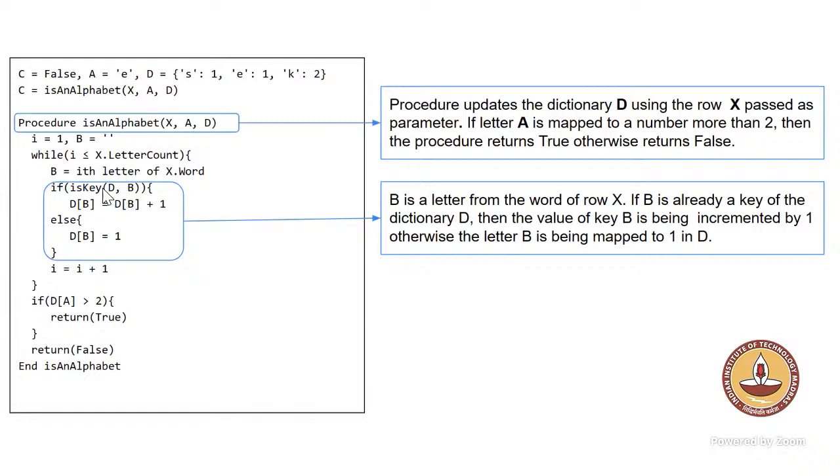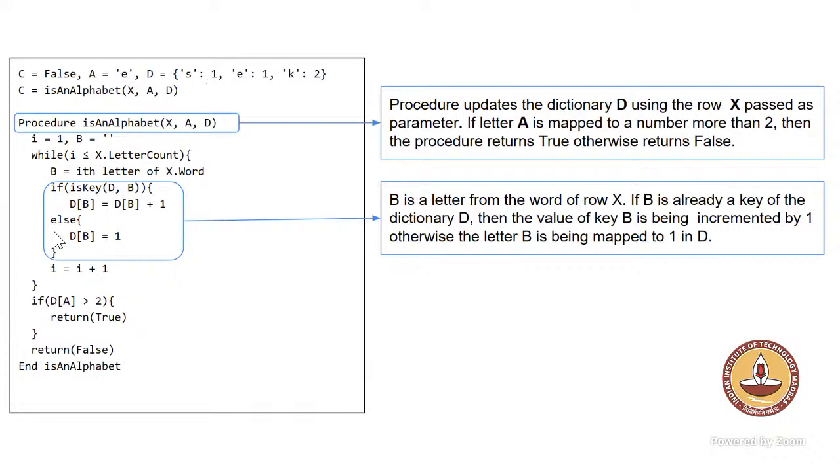So the if condition is satisfied. What are we going to do? We are going to update the current value: D of B equal to D of B plus 1. That means what is the current value of D of B? It is 1. 1 plus 1 will be 2. So D of B gives 1, plus 1 happens, that is 2. That value 2 will be mapped to this S. Now our dictionary D will be updated with S equal to 2.